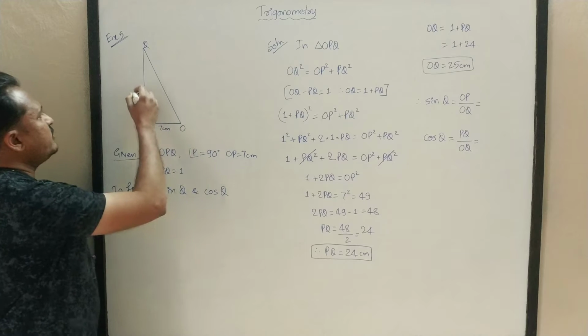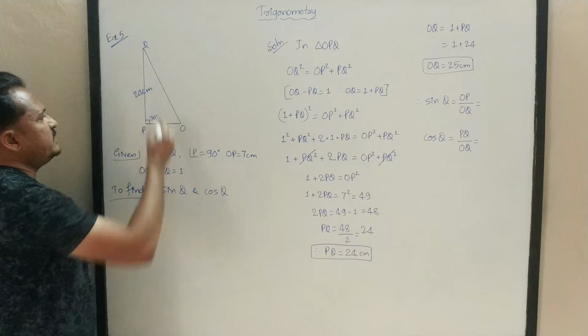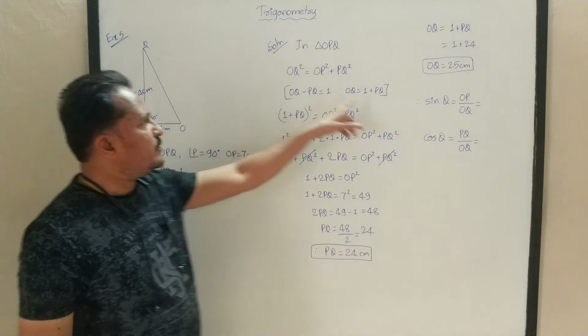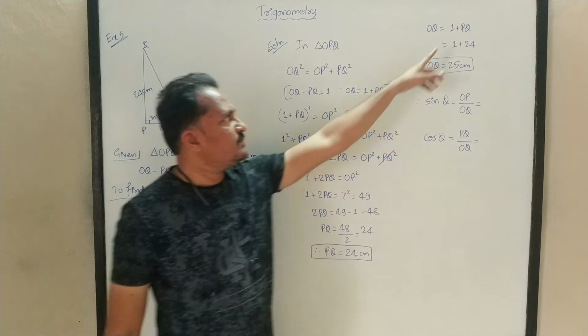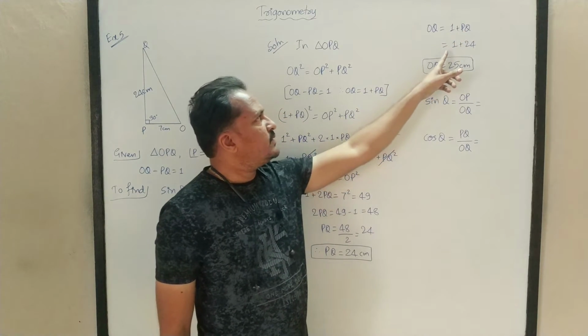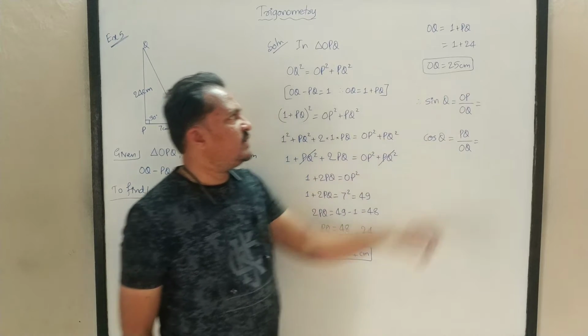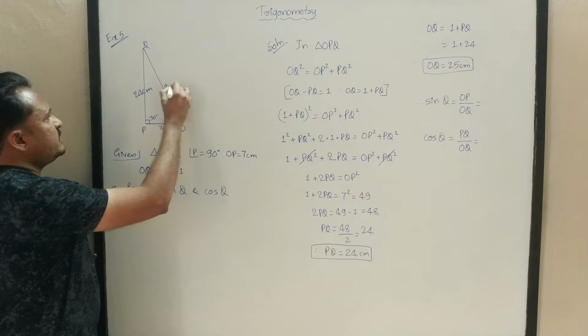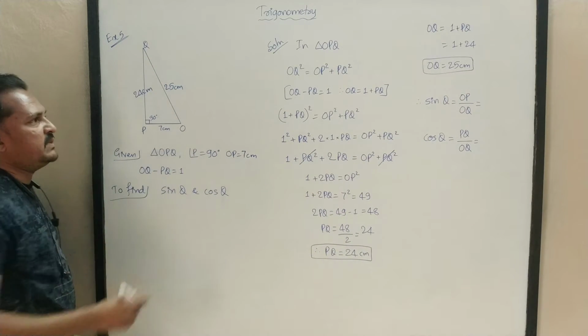So here PQ we have got 24 centimeter. Another one, OQ. Here OQ is 1 plus PQ. The same we are going to write here. So it is 1 plus 24, which will be 25. Then the hypotenuse of this triangle is 25 centimeter.